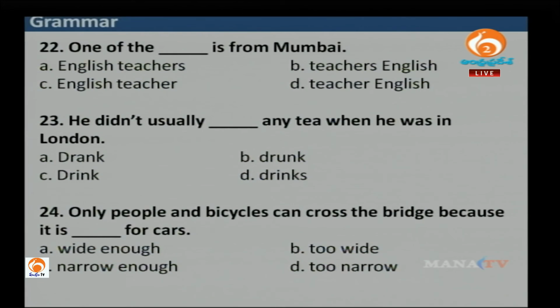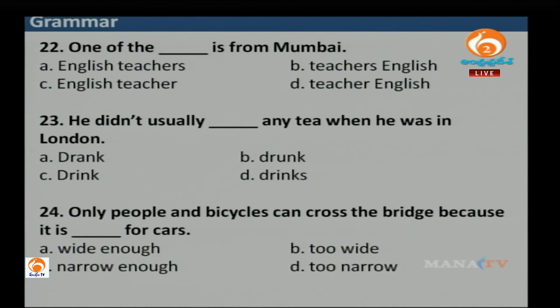Number 23. He didn't usually dash any tea when he was in London. He didn't usually drink, drank, drunk, drinks. The correct option is he didn't usually drank, because I am talking about past tense when he was in London.